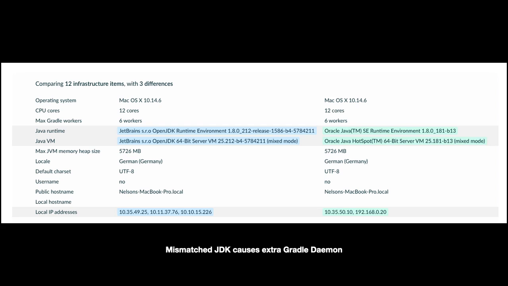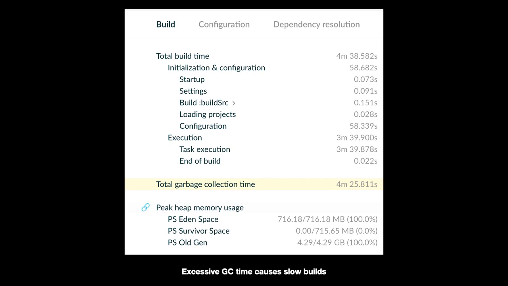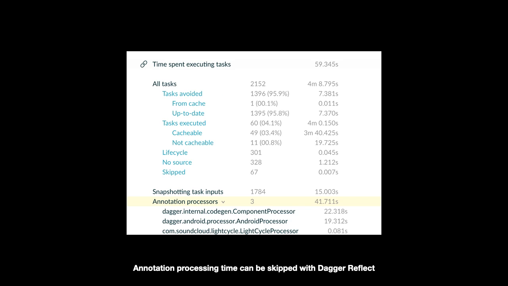So, some pieces of information from this build scan that you can gather. When you compare build scans, you can see that these two build scans have different Java runtime environments. We'll talk about why that is a problem later. In a build scan, if you took a look at one of the pages, you might see that a build is spending like 90% of the time in garbage collecting, which can be a huge problem for slow builds. And in this case, this build is spending a lot of time annotation processing, which we can skip with Dagger Reflect.